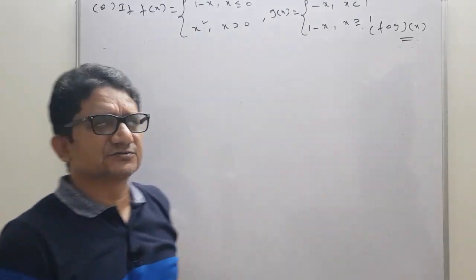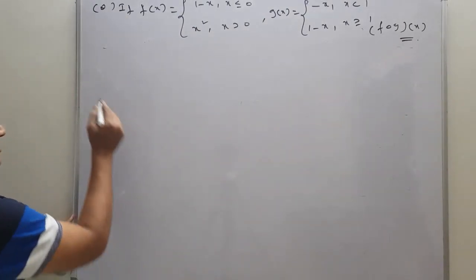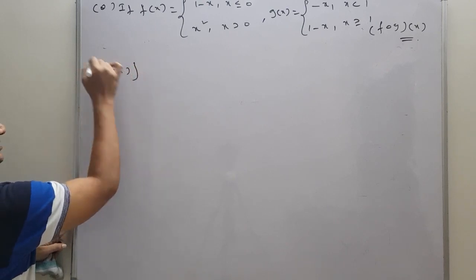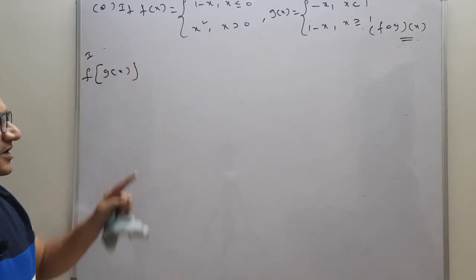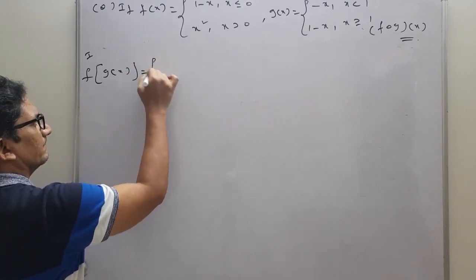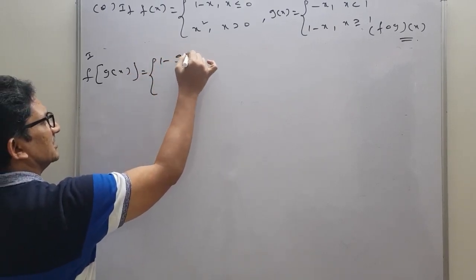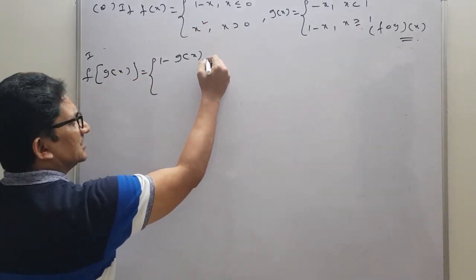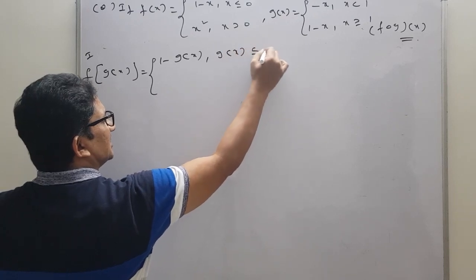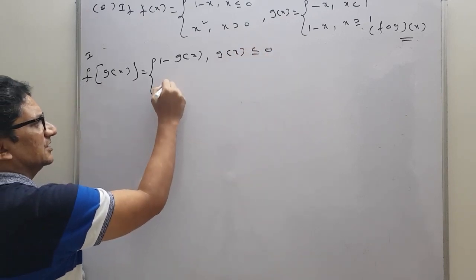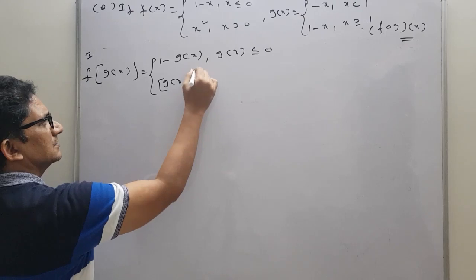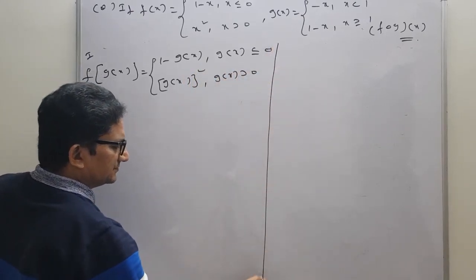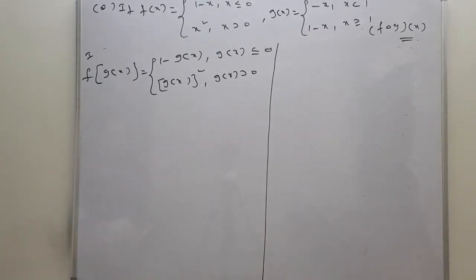So how to handle this one is, first the original question, whatever we want, we will come to that one. We want f of g of x. So this is the first point. F of g of x means originally we will write, see, that is 1 minus g of x. Wherever x is there, there we need to keep g of x. 1 minus g of x when g of x is less than or equal to 0, g of x whole square when g of x is greater than 0. So this is the first part. So we finish the first part.